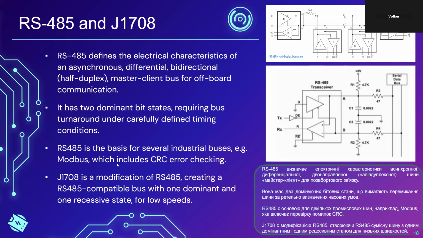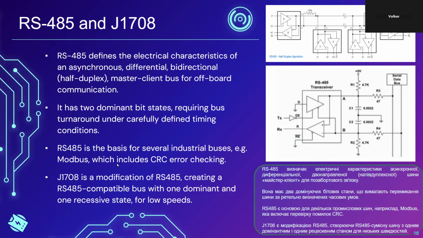J1708, I wanted to mention. It is not a popular bus anymore. It was popular at some point. It's a modification of RS-485. It is compatible with RS-485. That means if you're setting up a J1708 system, you can buy a USB to RS-485 converter, and it can read the data signals that you're sending from your microcontroller, that you're preparing as a J1708 style signal. So it is compatible with RS-485, but it is not fast.